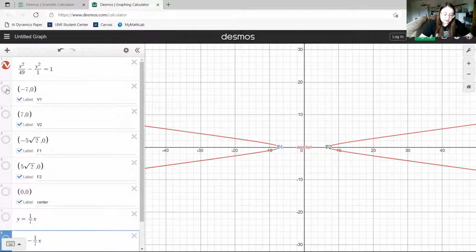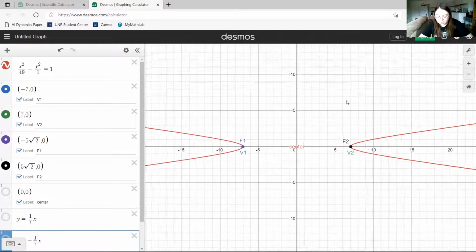So our vertices we know are at negative 7, 0, and 7, 0. So when we label these, we see that they do land right there on our vertices. So right at the top, or right at the edges of these branches. Our foci, we know, are found at -5 times the square root of 2 comma 0 and 5 times the square root of 2 comma 0. So we can label these as well. And we see these points come up. This far away, they look like they're the exact same point.